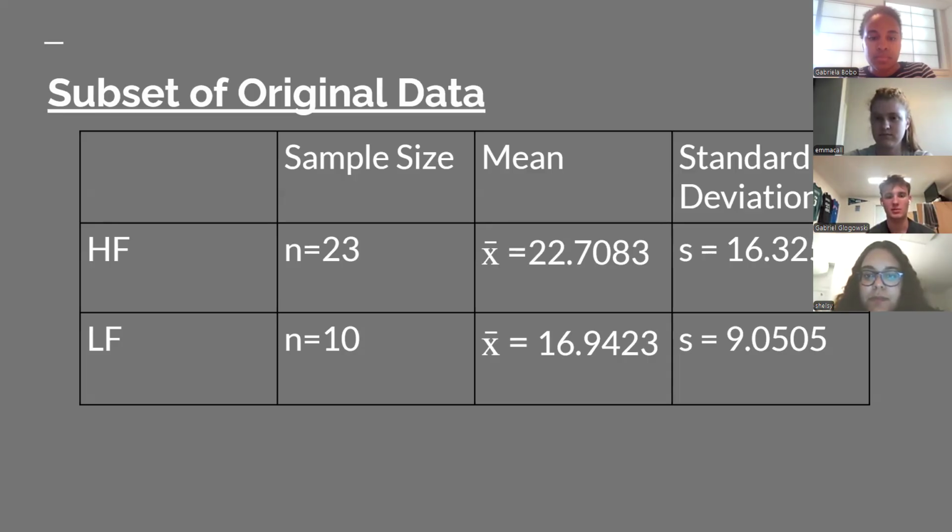We can also look at the mean, which we can see shows that the high food diets have a higher average gift weight. Here we see 22.7 versus the 16.9 for the low food diet. And then the standard deviation, the 16.3 versus the 9 for the low food, shows the variability being much higher within the high food diet for the spiders.